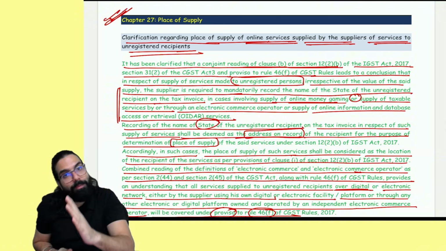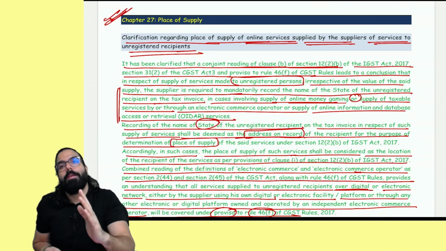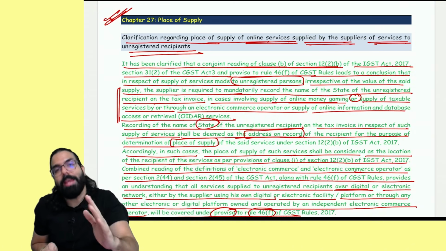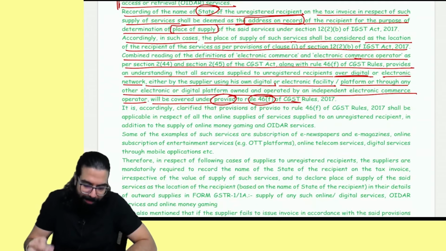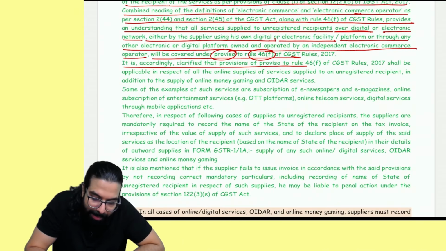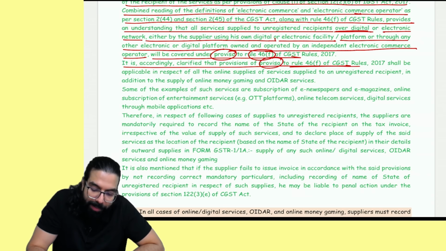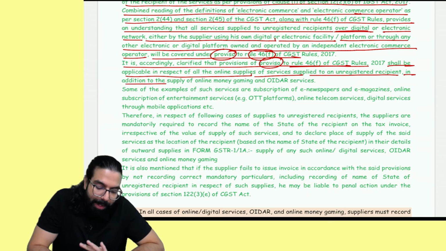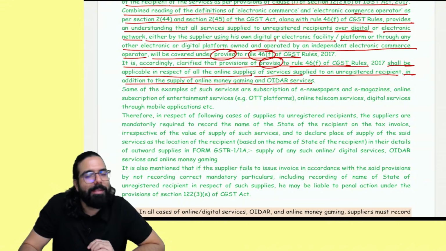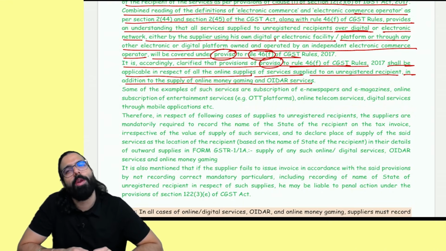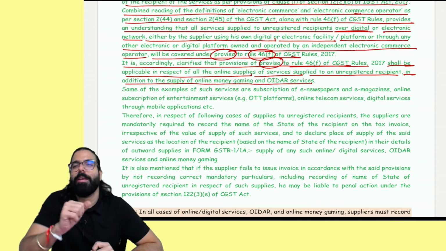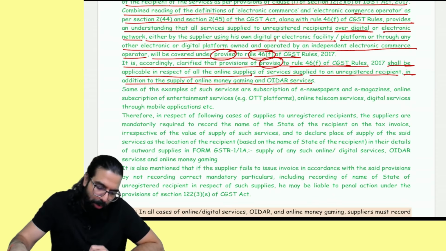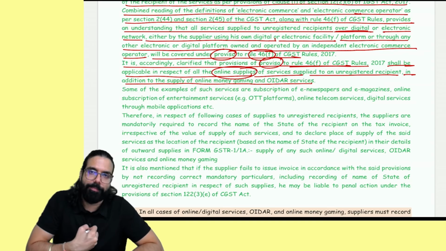Either you are supplying through your own e-commerce, or you are supplying through some other person's e-commerce platform. It is accordingly clarified that the proviso to 46F shall be applicable in respect of all the online services provided to an unregistered recipient, in addition to the supply of online money gaming. Sir, it does not mean that only if you are supplying online money gaming or OIDR service you have to mention the name of the state of the unregistered person. No, they are telling it is applicable to all the online services.